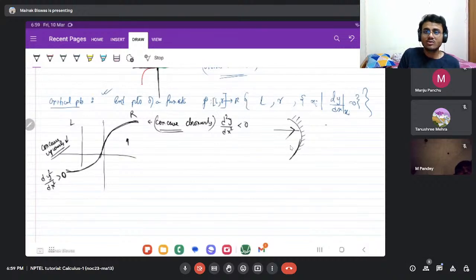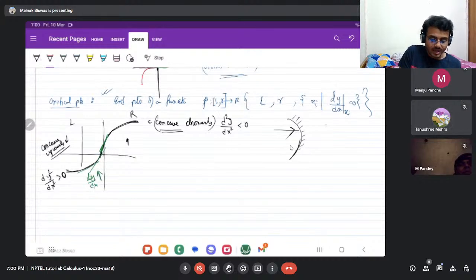So in between, what will happen? Somewhere here your derivative function will become a constant function, or your derivative function will reach an extrema. So you see around this point the derivative is all positive, right? dy/dx is increasing, right?